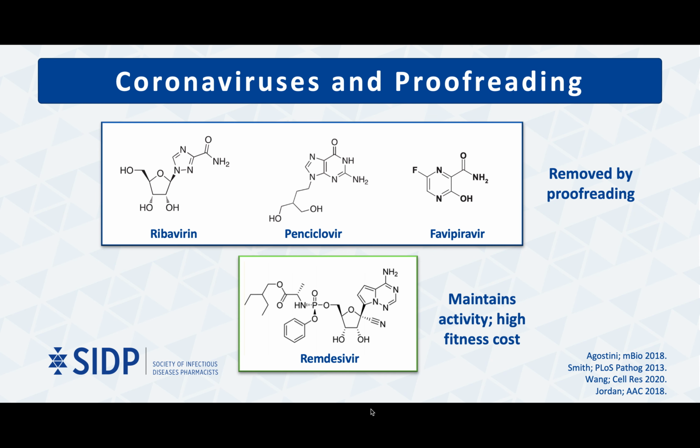So why do the other nucleoside analogs have seemingly poor in vitro potency? Well, during the RNA transcription for coronaviruses, there's a proofreading process that is facilitated by an exoribonuclease enzyme. For nucleoside analogs, this translates to being removed from the RNA transcript, leading to decreased activity. However, it appears that remdesivir is able to circumvent this mechanism of resistance, potentially through either evading the exonuclease activity or through conferring a high fitness cost in mutant strains.